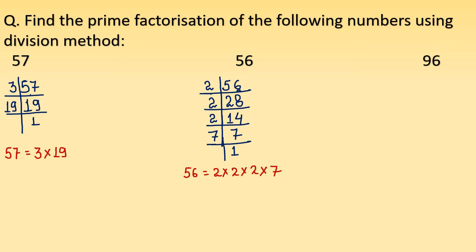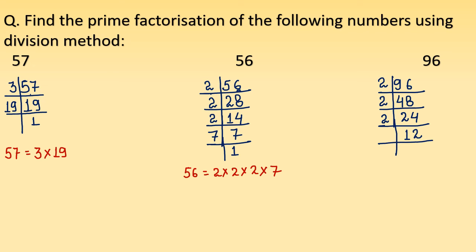Next number is 96. So let's start the prime factorization of 96. We will take the first prime number as 2 because 96 is an even number. Now 2 nines are 18... actually 2 fours are 8, 1 left, 1 and 6, 16. 2 eights are 16. Again divide 48 by 2 now. 2 twos are 4, 2 fours are 8. Now we got 24, which is divisible by 2 again. 2 ones are 2, 2 twos are 4.